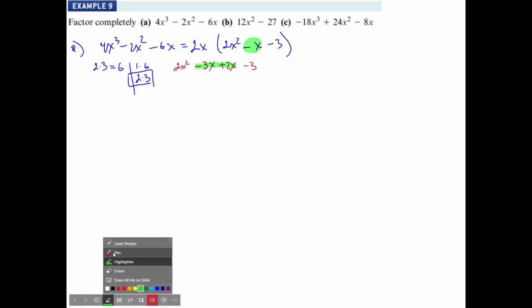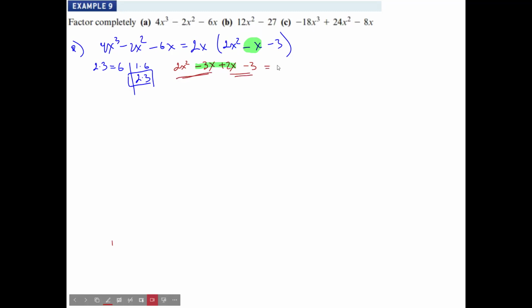Now, what I do, I pair first 2 and second 2. So what I have, x inside 2x minus 3. Here I take 1 outside, or just simply put brackets. Now what I see, 2x minus 3, it's a common factor. What can be taken outside? Inside I have x plus 1. Is that clear?